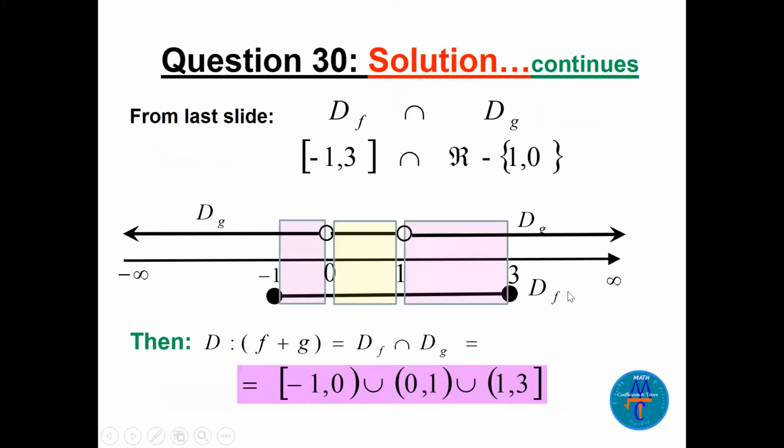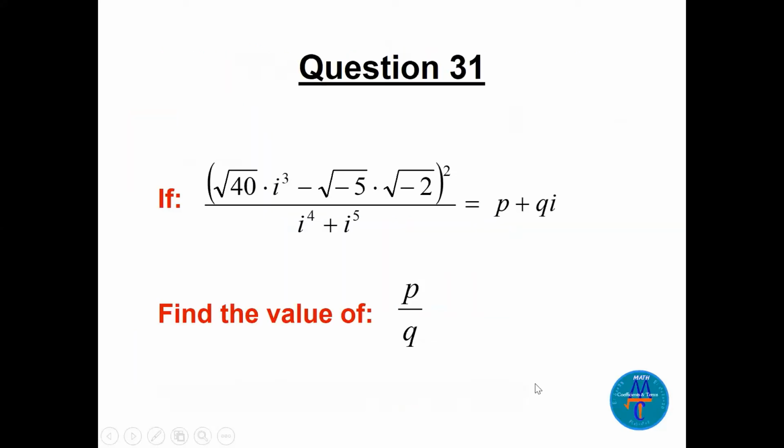Then we have to find the intersection. So this is the domain of f, from minus 1 to 3 closed, and the domain of g, all real numbers except this 0 and this 1. Find the intersection, 3 parts. So we say closed minus 1 to 0, open, union 0 to 1, open, union 1, open, to 3, closed.